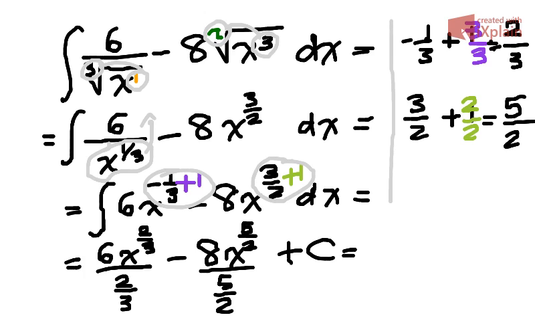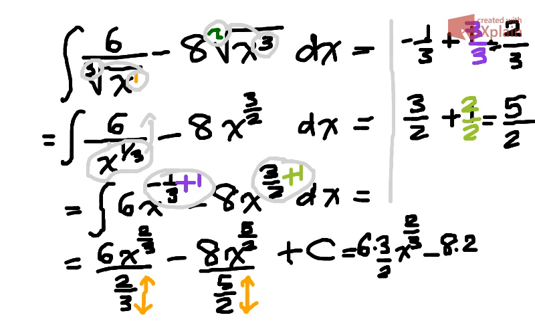That doesn't look good for a final answer, so we have to multiply the term by the reciprocal of what's on the bottom. So in this first one it will be 6 times 3 halves, x to the power of 2/3, minus, same with the other one, we multiply by the reciprocal of what's on the bottom, minus 8 multiplied by 2/5, x to the 5 halves, plus the constant.